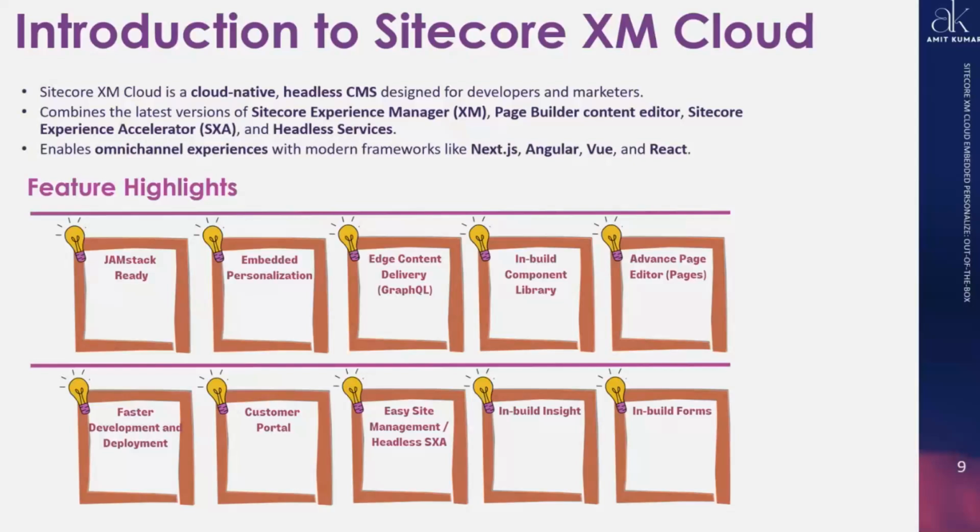And it's Jamstack ready, so you can consume the APIs in terms of an Edge GraphQL endpoint from the Sitecore Experience Edge if you are building any type of application, not just a web application. And embedded personalization is coming out of the box, so I will be covering that in detail. As for content delivery, I already told you that you do not need to deploy any custom CDN product in front of your content delivery server or anything.